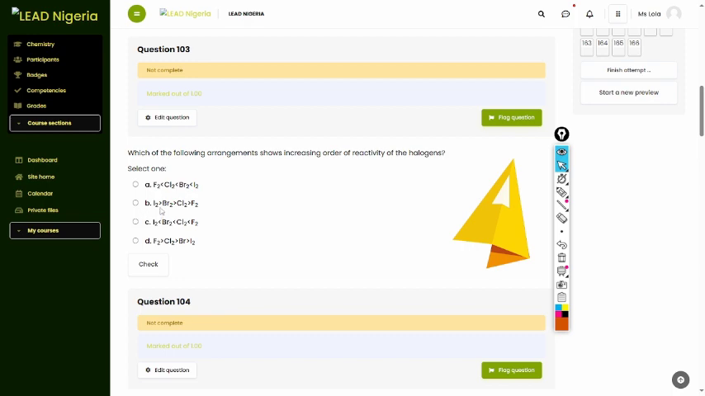Okay, so looking at the sign, greater than and less than, this is a bit tricky. Iodine is greater than bromine, greater than chlorine, greater than fluorine. This is wrong. It should be iodine is less than bromine, then less than chlorine, then less than fluorine. So the answer is C.